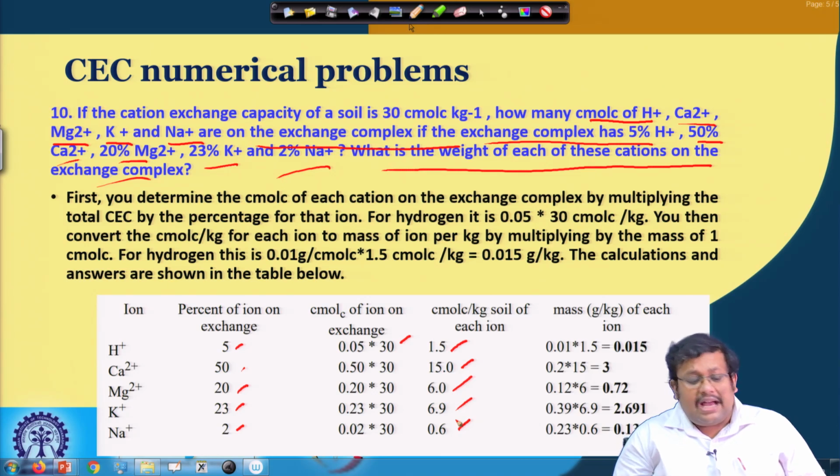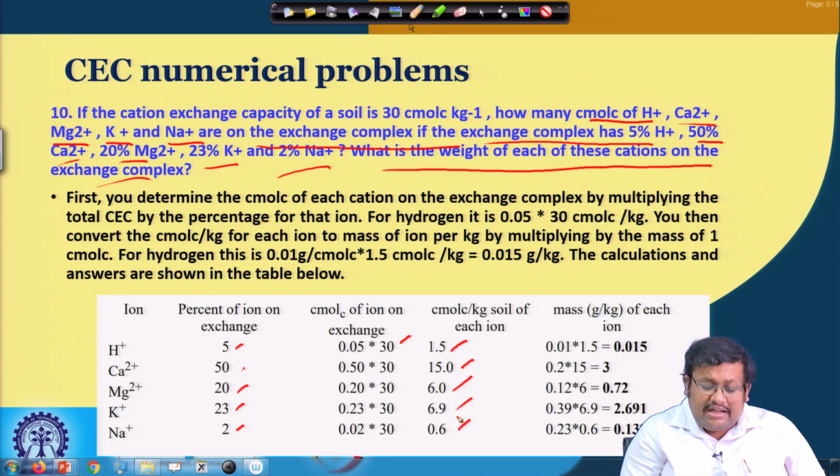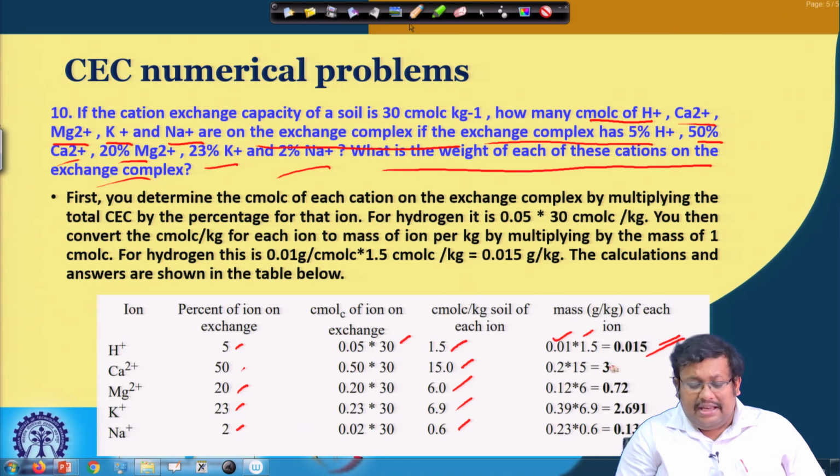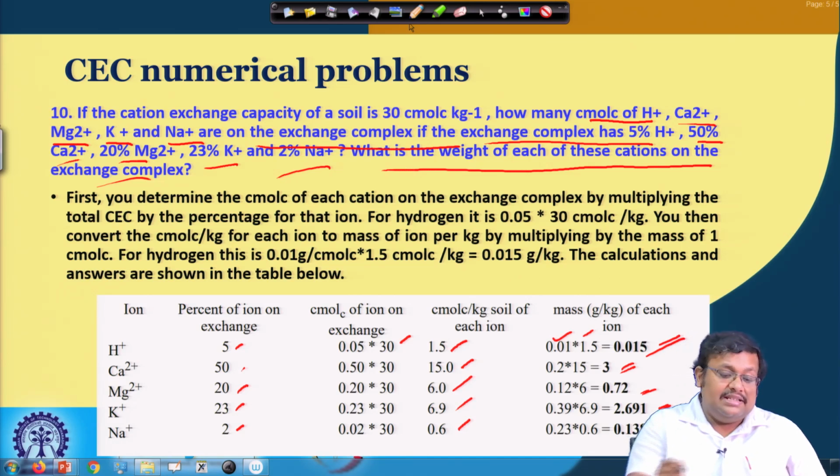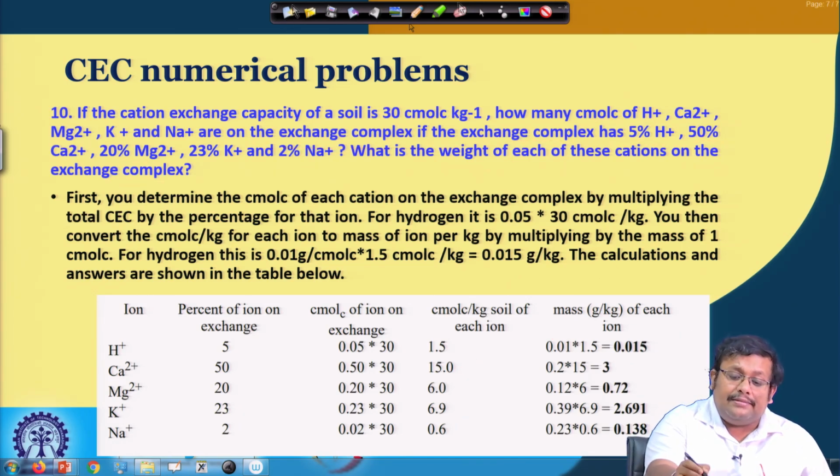Now, what is the weight of these ions on the exchange complex? We know the mass of centimole charge. So, if we multiply the mass of centimole charge with the centimole charge per kg, we will get the weight of these cations. In case of H plus we are getting 0.015, in case of calcium we are getting 3 gram per kg, in case of magnesium ion we are getting 0.72 gram per kg, in case of potassium ion we are getting 2.69 gram per kg, in case of sodium we are getting 0.138 gram per kg. So, this is how we solve question 10.